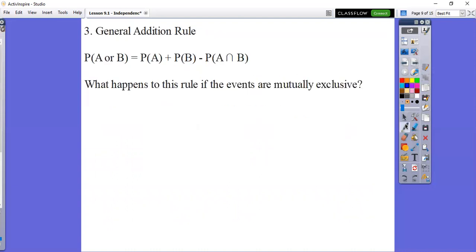So the next one is the general addition rule. This is for "or." So if I see A or B, I do P of A plus P of B minus P of A and B. So probability of A plus probability of B minus probability of both occurring simultaneously. And we'll use a two-way table to show why this makes sense. But I want you to also think about what's going to happen to this general addition rule if these events are mutually exclusive.